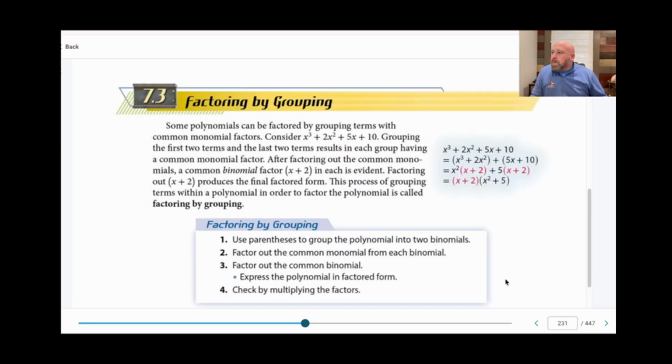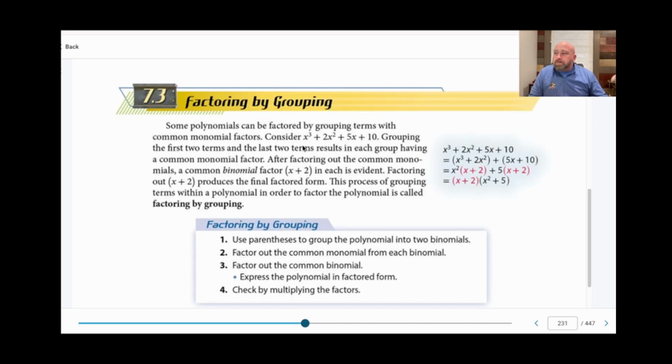So go ahead and open up your book, if you will, to page 231, page 231. And lesson 7.3 is down there on the bottom of the page. It says factoring by grouping. Sometimes you can't really factor something using the methods that we've looked at so far. There's nothing common in the whole thing. It's not a trinomial. There's all kinds of things going on.